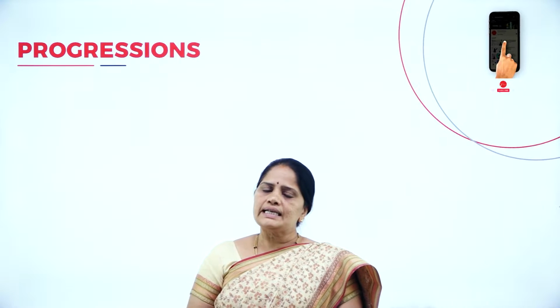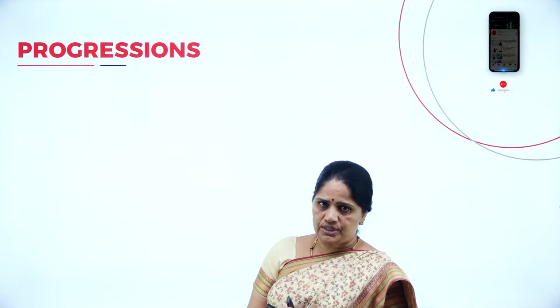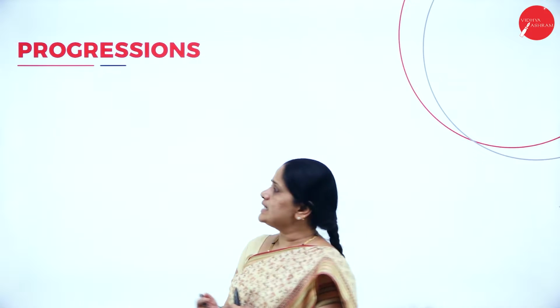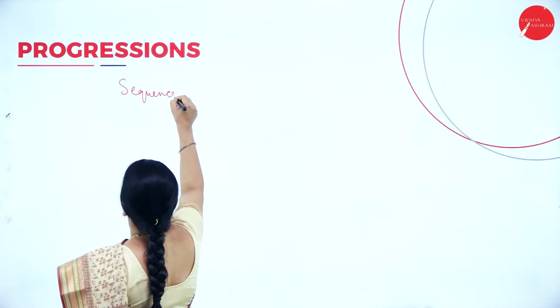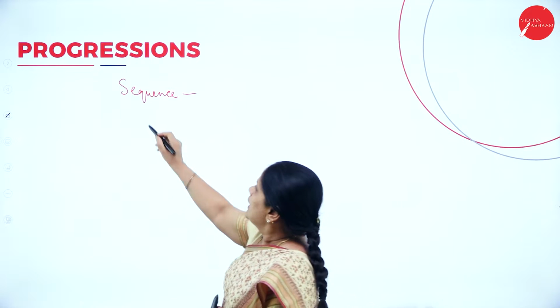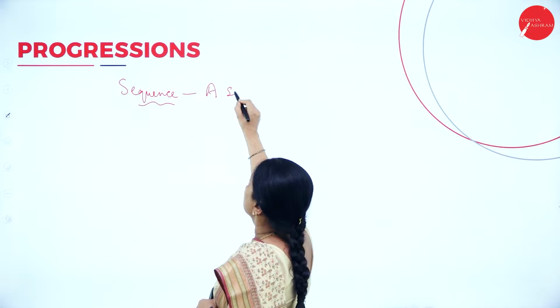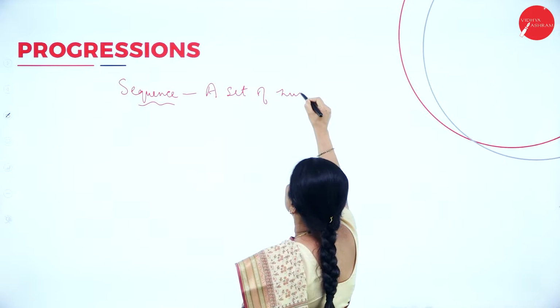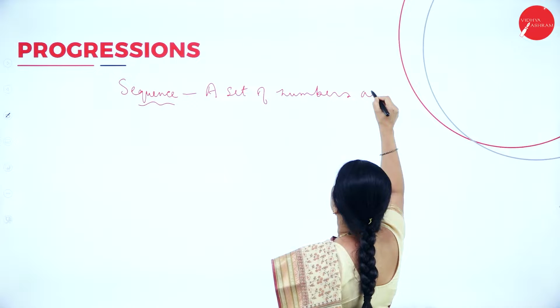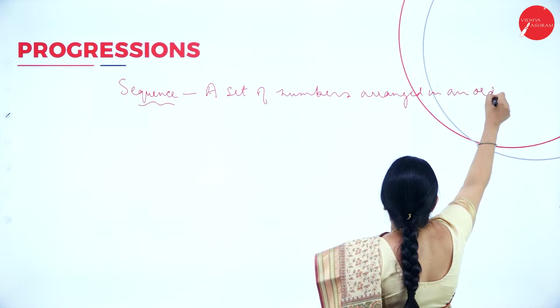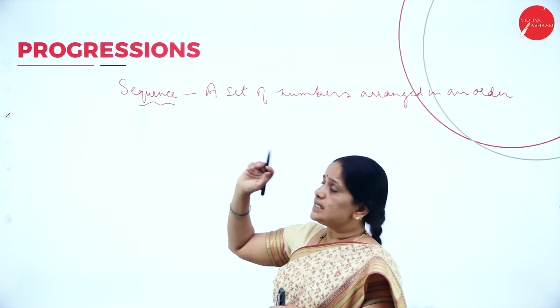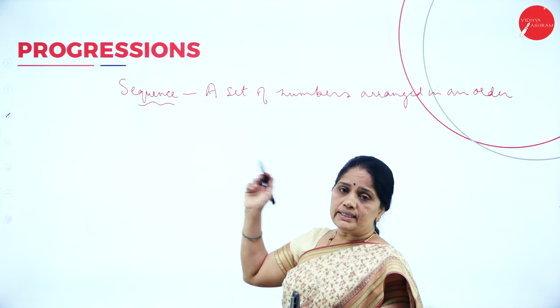Now, in this session relating to progressions, let us have a look at what are the different terms used in progressions. Now, the first term is sequence. What do we mean by sequence? Now, let us understand what is the meaning of the word sequence. A set of numbers arranged in an order. So, what is a sequence? A set of numbers arranged in an order.